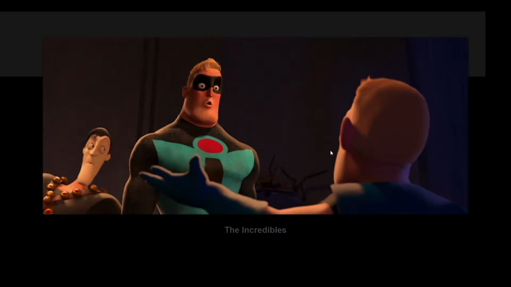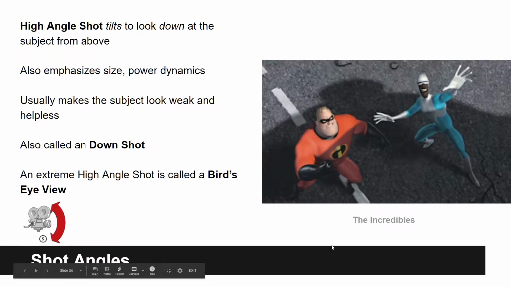So that subtle play of where we're at with the camera and looking up at characters is establishing a hierarchy between their power in this. A high angle shot would be the opposite. So this is where we're above the characters looking down at them and the camera is tilted down. So this would also be called a down shot. So in this case, what we're looking down on typically is supposed to be shown as being weaker.